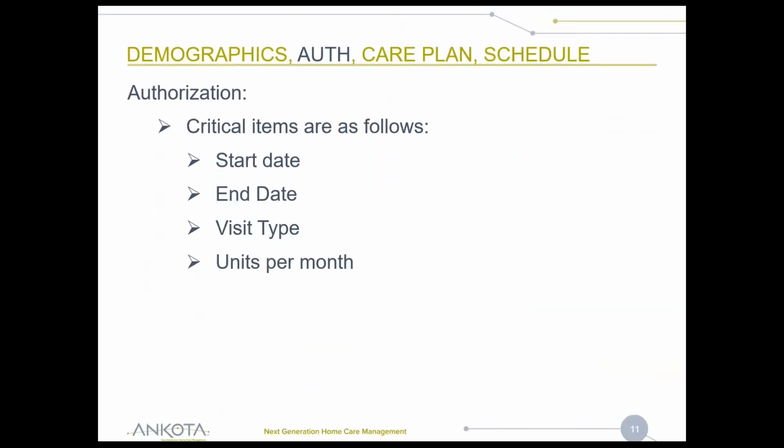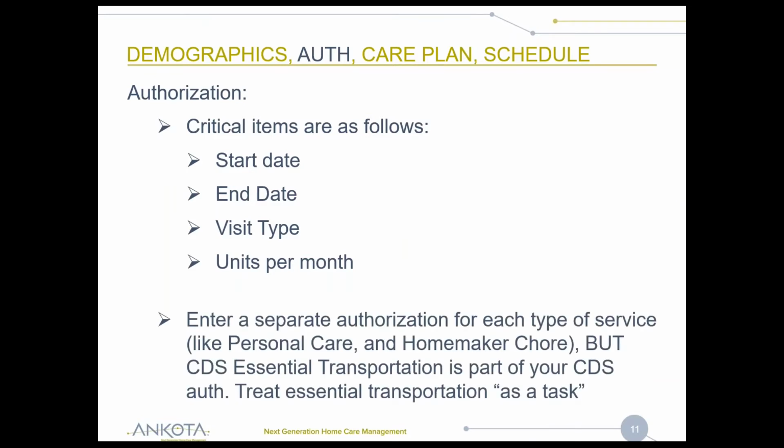All right, so moving on to authorizations, the critical things you want to put in are your start date, end date, visit type, and your units per month. Different states do it different ways. Some states are more about units per week or units over the entire time period, but in EmoMed, all the authorizations are looking at units per month. So it's really critical to put it in as units per month, and it'll keep you on track that way.